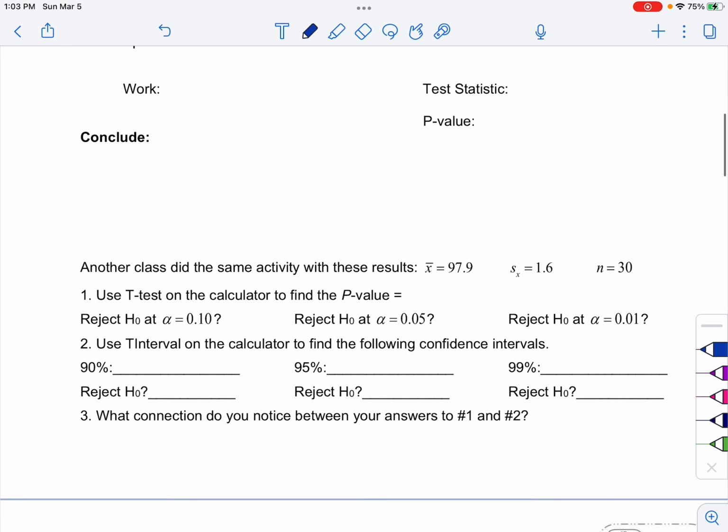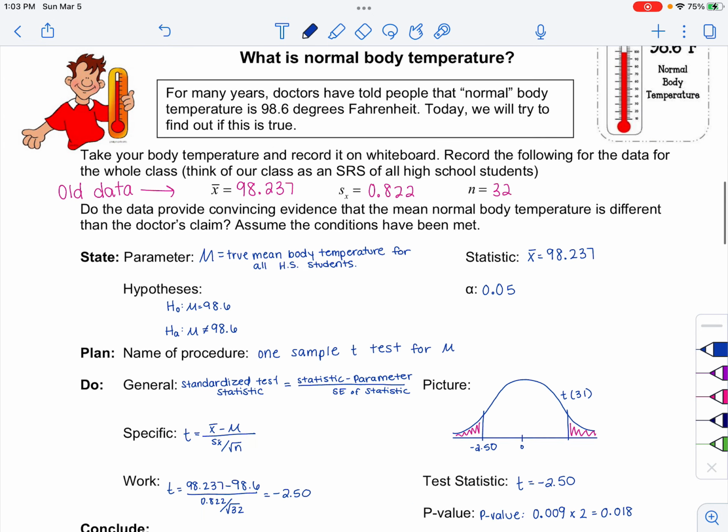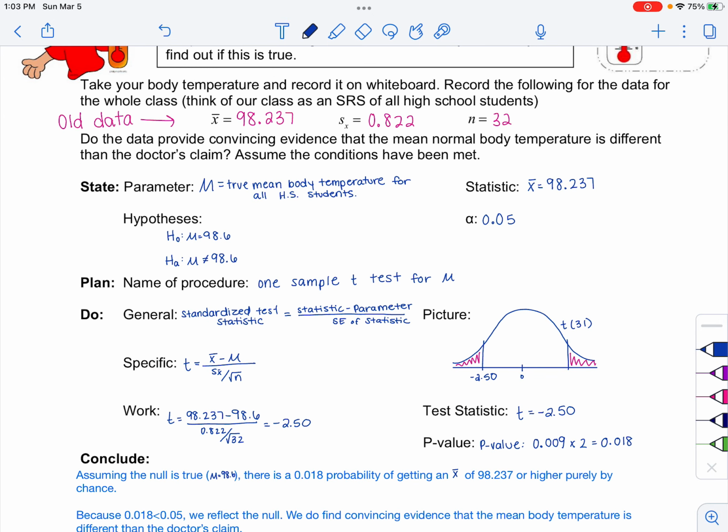Let's move on. So I've got my state, plan, do, conclude filled in here. For state, the parameter, remember mu is our parameter now. It is the true mean body temperature for all high school students. The statistic, that is our x-bar, that is 98.237.